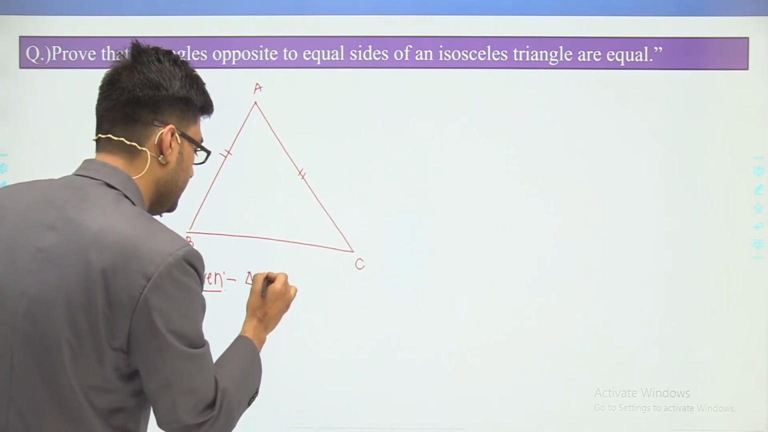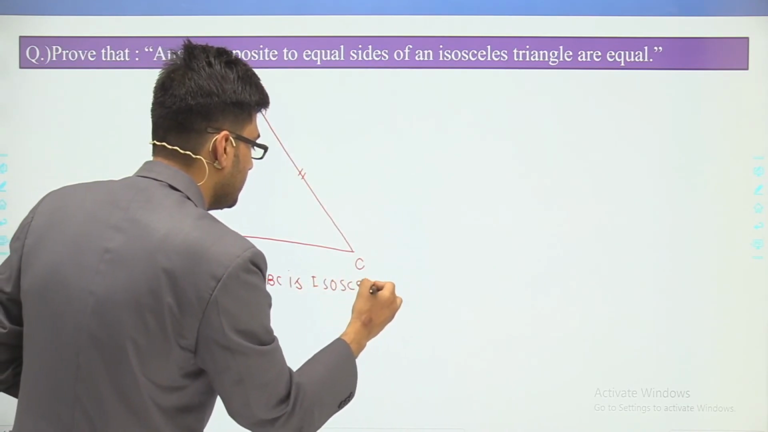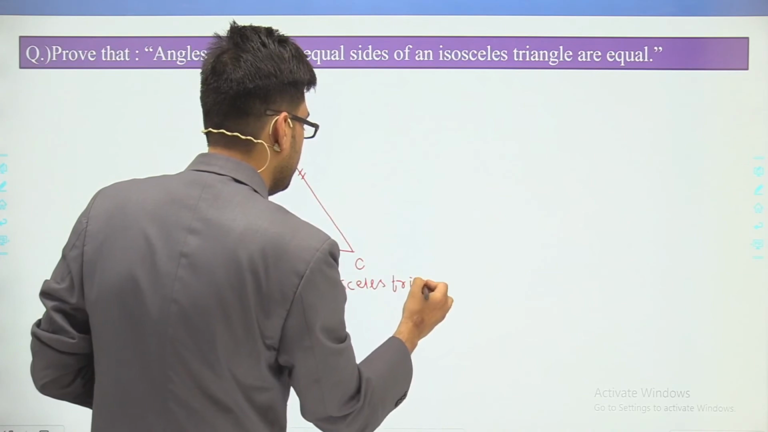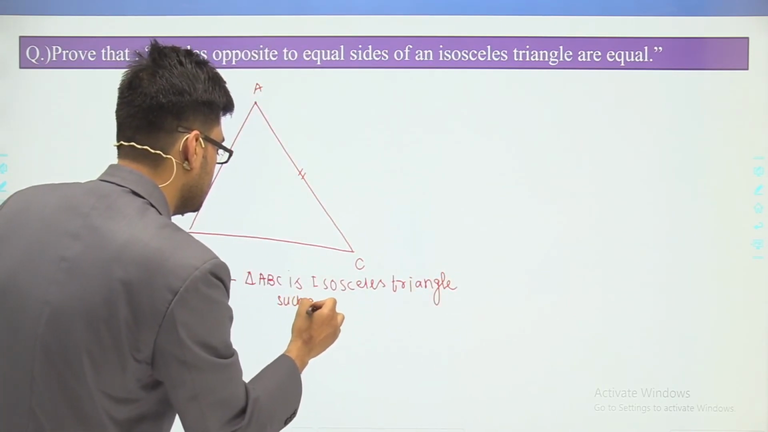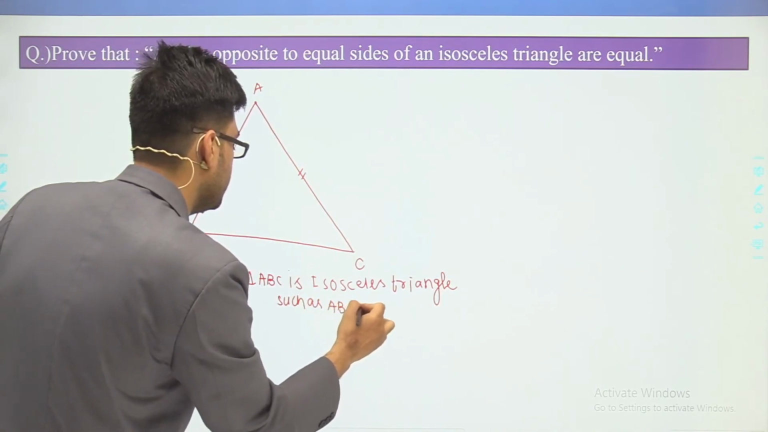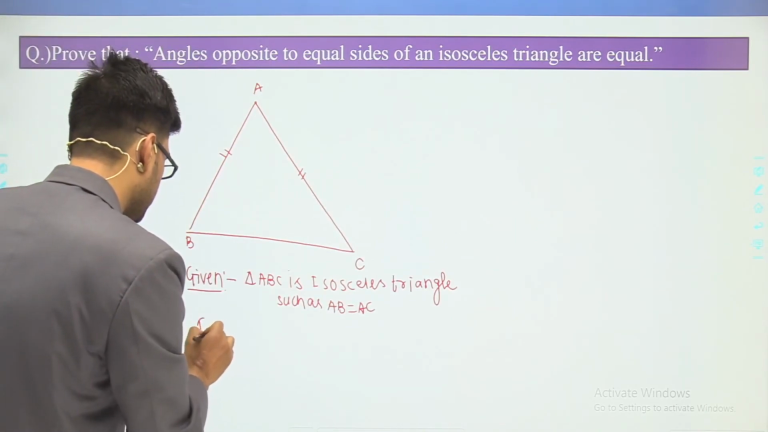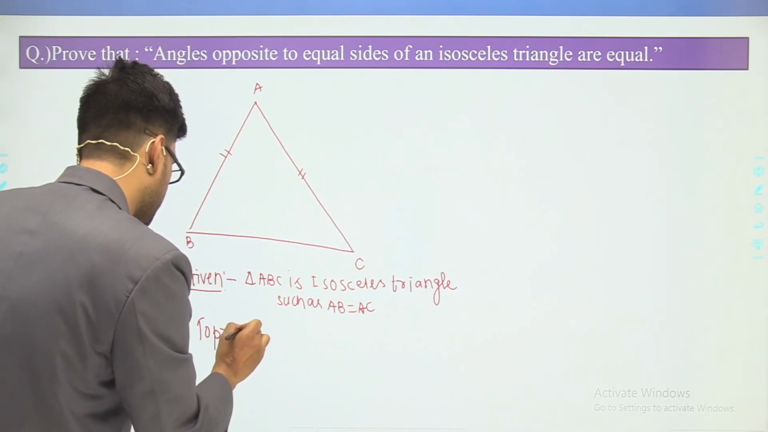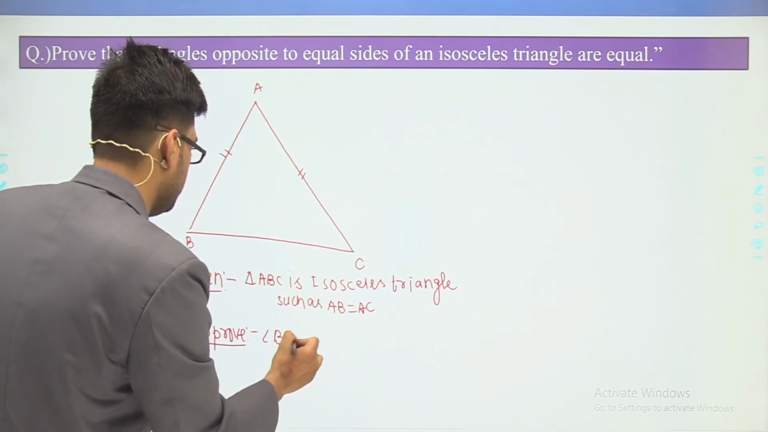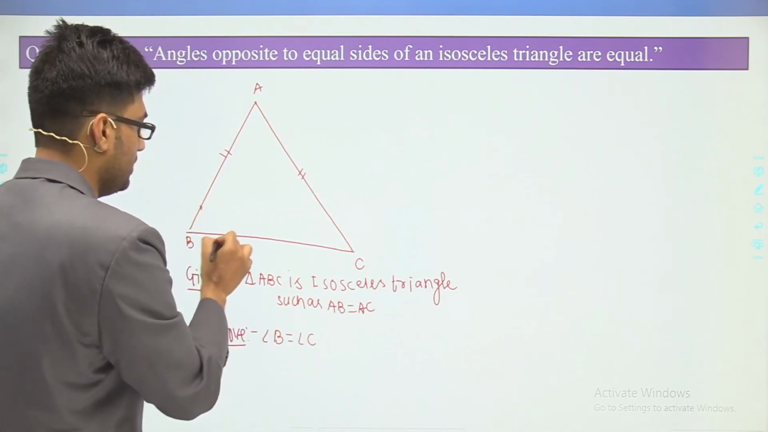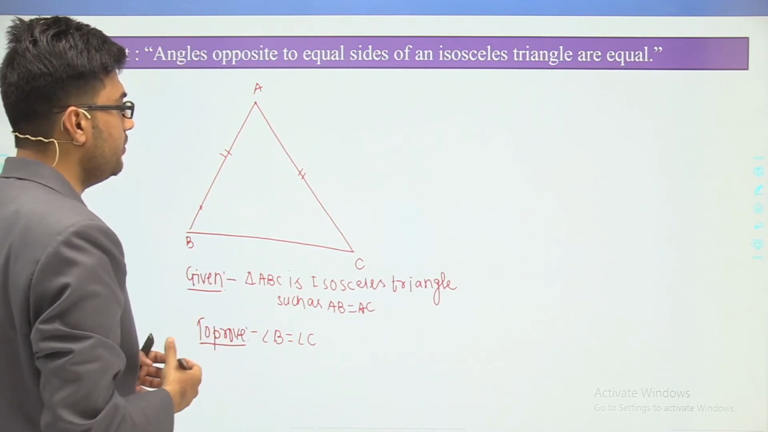Triangle ABC is an isosceles triangle such that AB is equals to AC. Clear? And what we have to prove here? To prove, we have to prove that angle B is equals to angle C. This angle is equals to this. So students, to prove this, what can we do here?